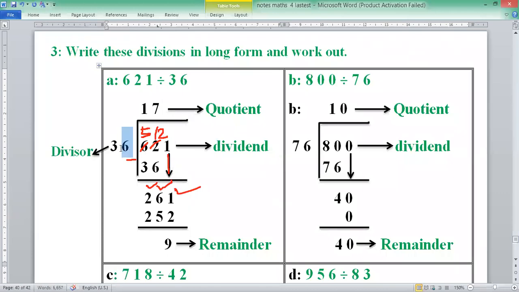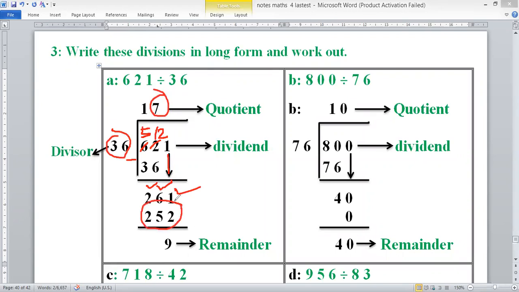After that, we will multiply 36 by 7. 36 by 7, we get 252. That is very close to 261. Therefore, we subtract 252 from 261. So here, take 10 carry. Here 10 plus 1, 11. 11 minus 2, 9. And 5 minus 5, 0.